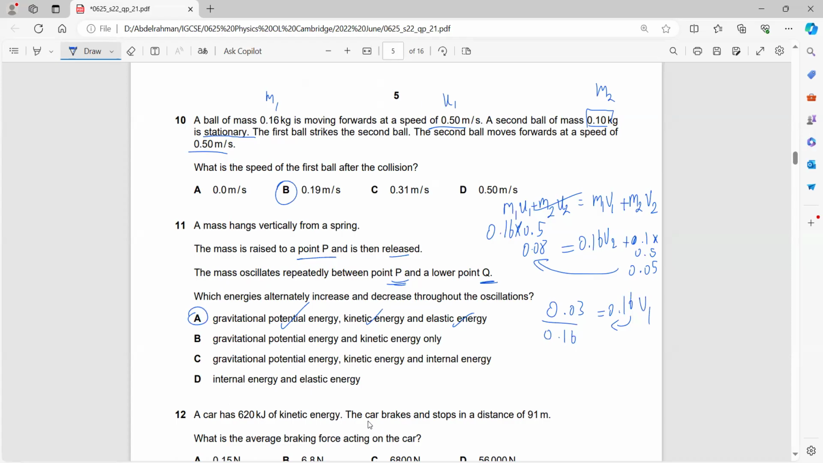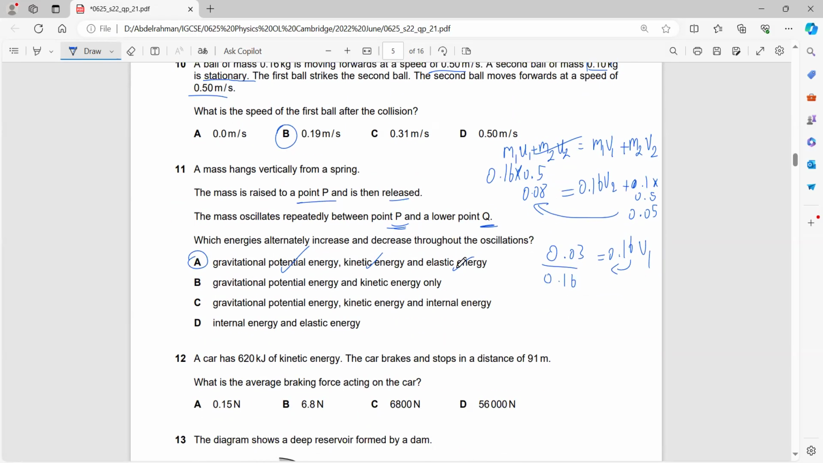But if the question was asking me about the total energy of the system, I would say that the total energy of the system would be constant. Okay.